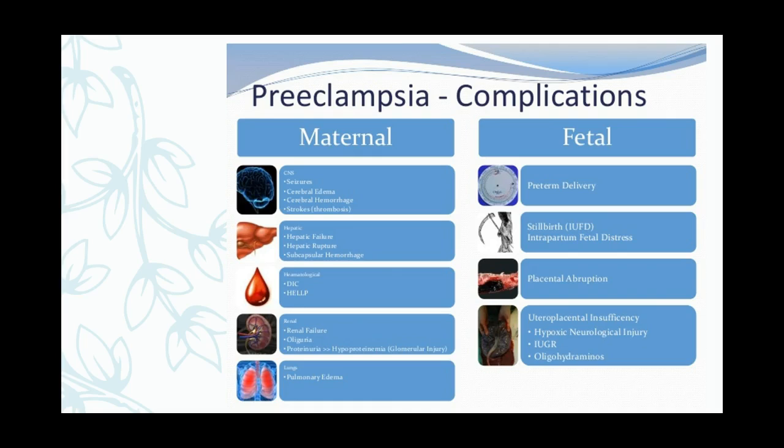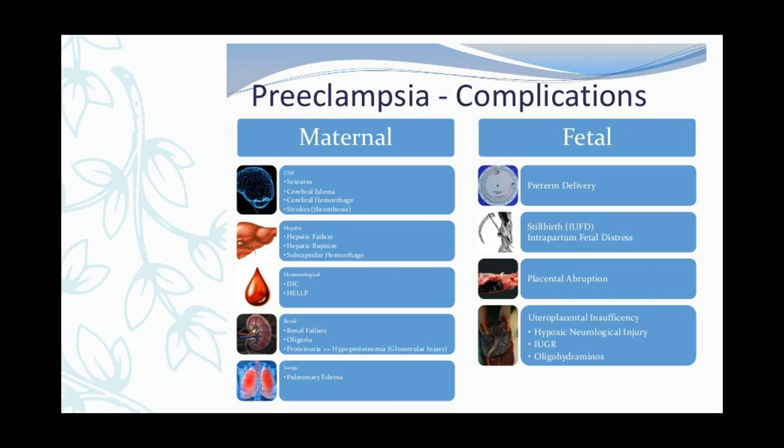So let's compare some of the maternal and fetal complications related to preeclampsia. On the maternal side, in the central nervous system, you may see seizures, which means the mom has already moved into eclampsia, cerebral edema, cerebral hemorrhage, or strokes. In the hepatic system, you may see liver failure, liver rupture, or subcapsular hemorrhage. In the hematological system, you may see disseminated intravascular coagulation, or DIC, or they may be diagnosed with HELLP, and we're going to talk about HELLP in a little bit.